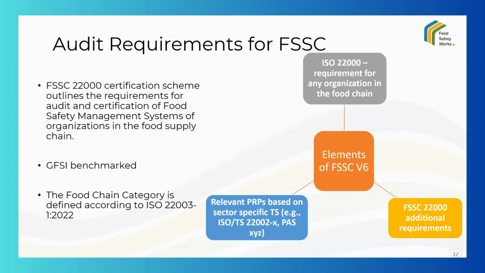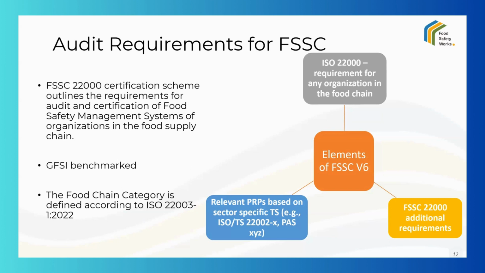And the third part, which the ISO and the TS don't meet as per GFSI requirement, is additional requirements, which have been put together so that whatever the requirement is as per 22003-1, everything gets covered. So these are your three parts of FSSC, the standard itself, right? The changes keep happening depending on what the change is.